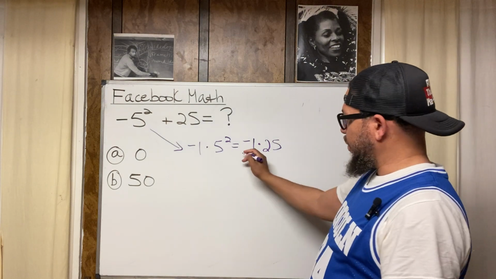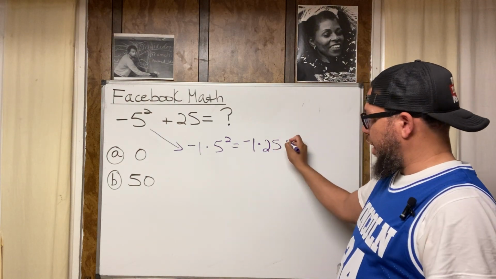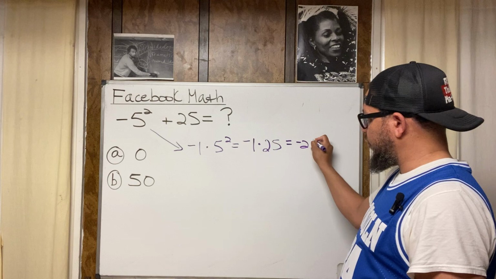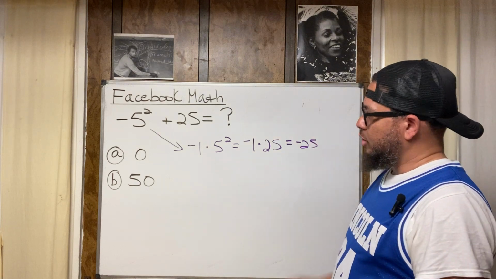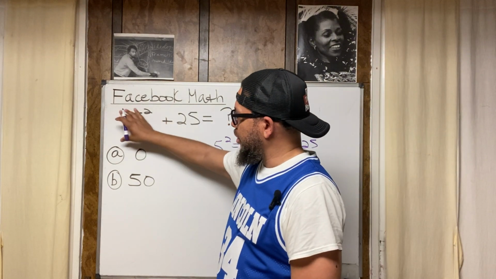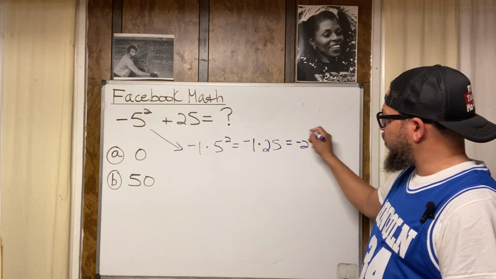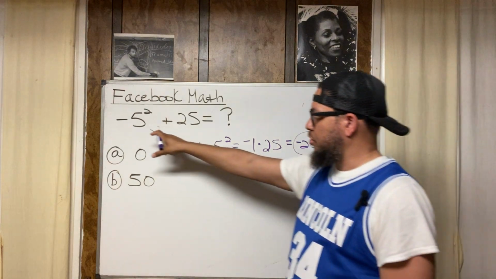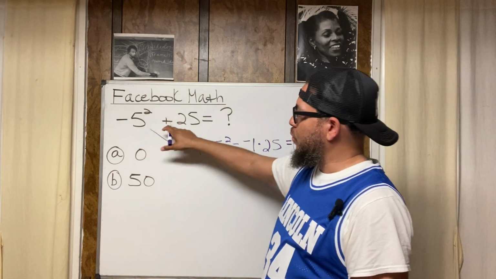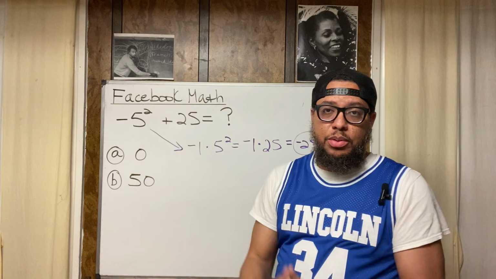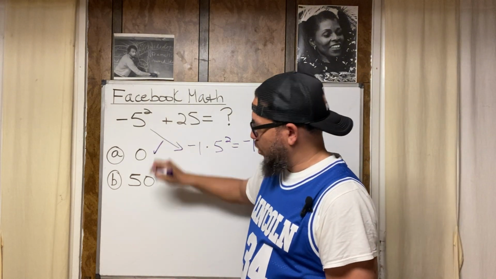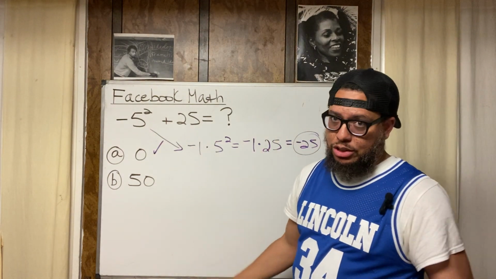All right. So now we got negative 1 times 25. It's only one operation left to do. So we're left with negative 25. So now all of this part simplifies to just negative 25. So if that simplifies to negative 25, and then we add 25, negative 25 plus 25 is 0. So the correct answer is 0.